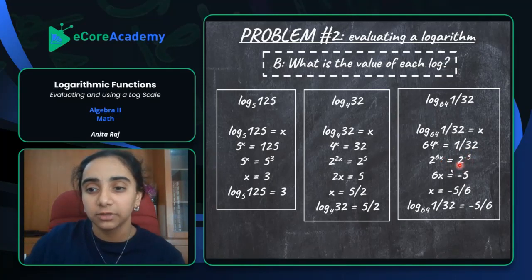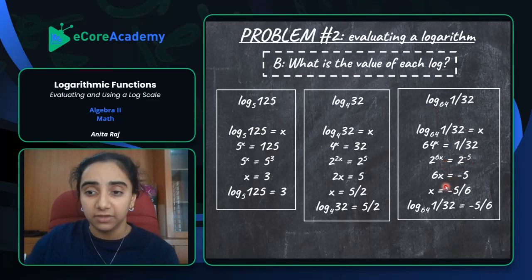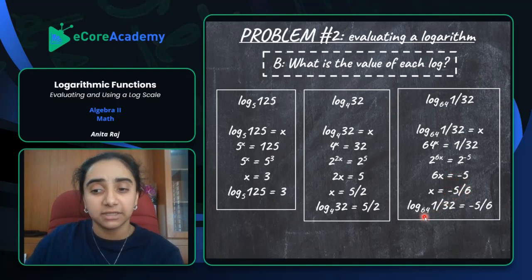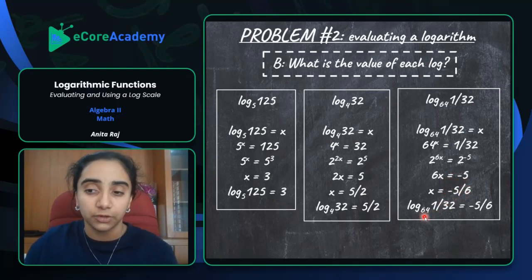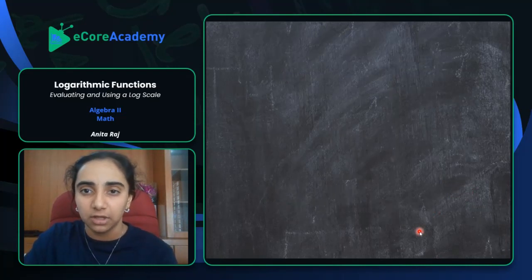Since the bases are equal, we can set the exponents equal to each other. We'll get 6x is equal to negative 5, and to get x by itself, divide both sides by 6, and you get x equals negative 5/6. Therefore, your log base 64 of 1 over 32 is equal to negative 5/6. So this is pretty much how you would evaluate a log.